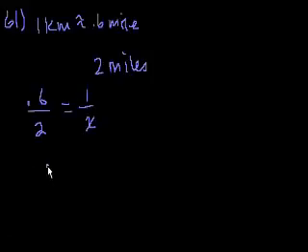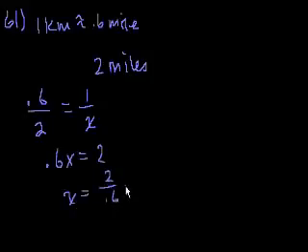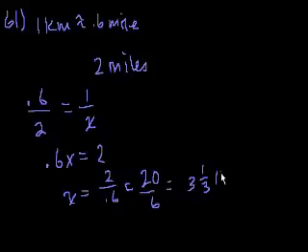And you could cross multiply. You could say 0.6 times x is equal to 2, and that x is equal to 2 divided by 0.6, which is the same thing as 20 divided by 6, right? 20 divided by 6 is equal to 3 and 1/3 kilometers. And that makes sense, right? A mile is longer than a kilometer, so 2 miles is about 3 and 1/3 kilometers.